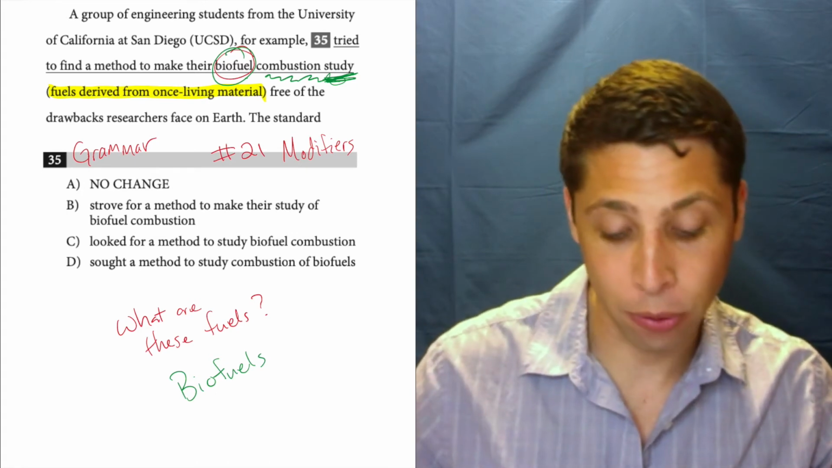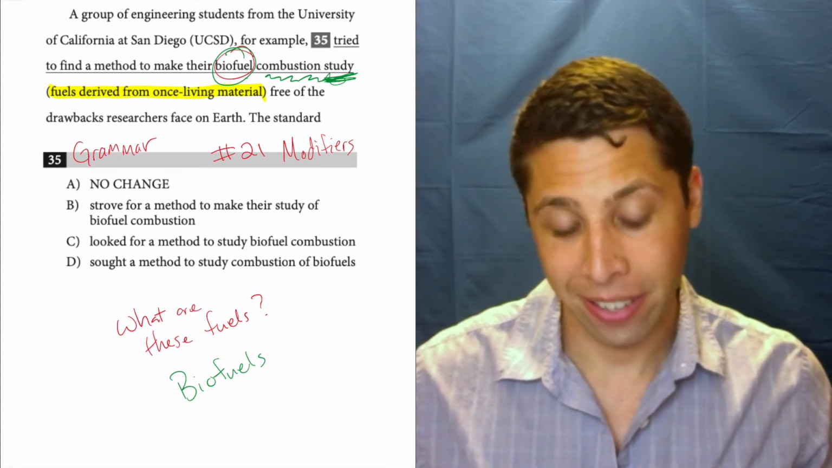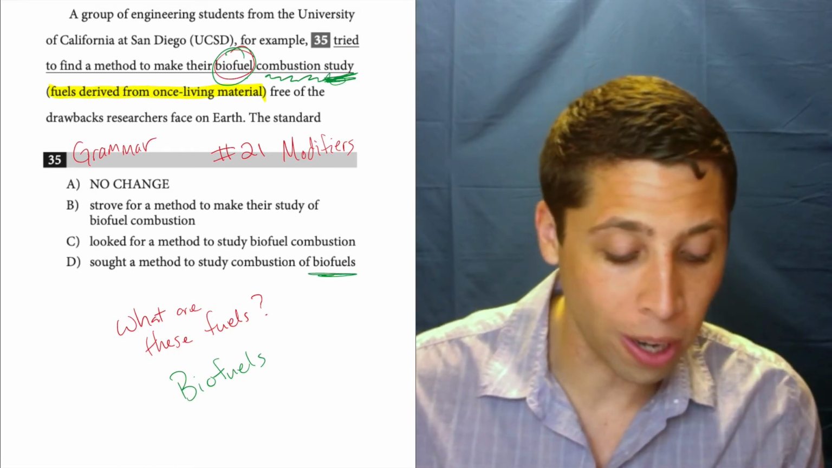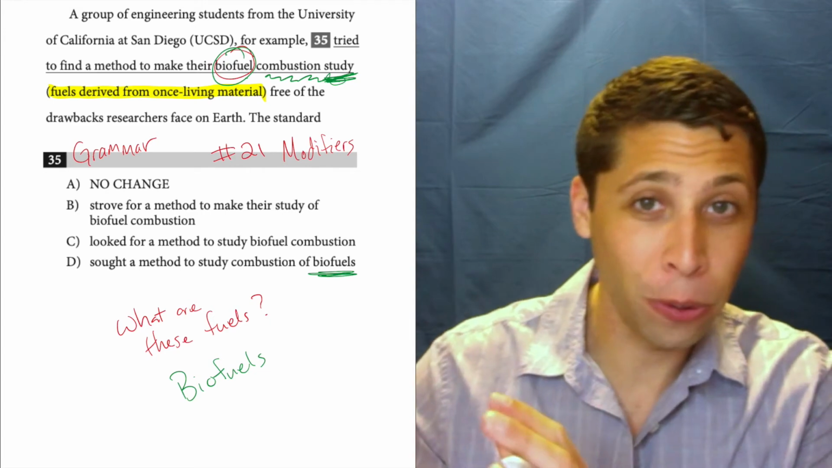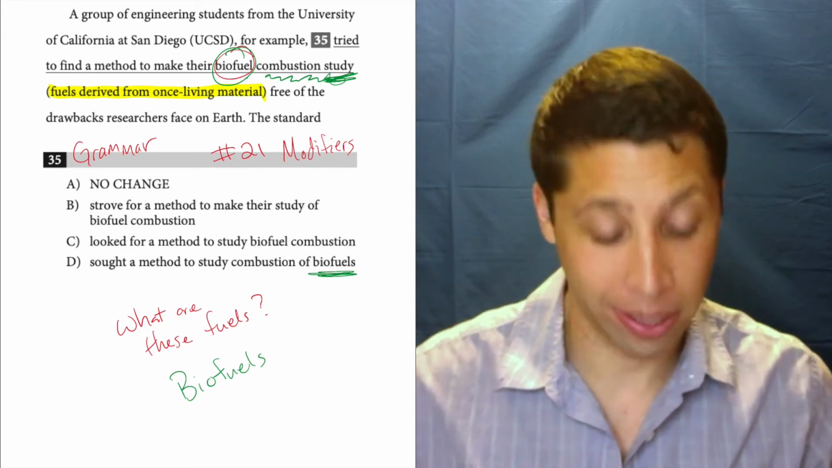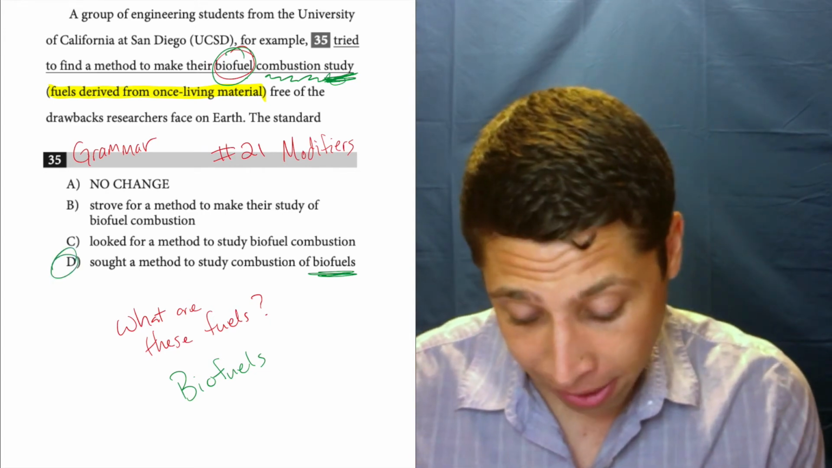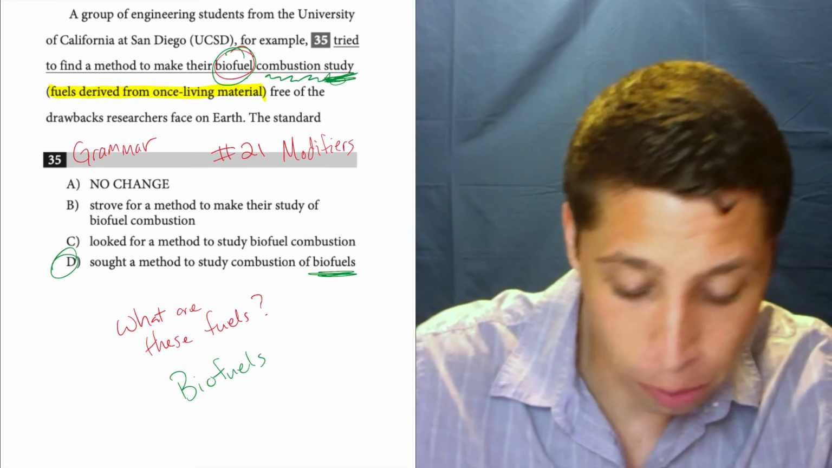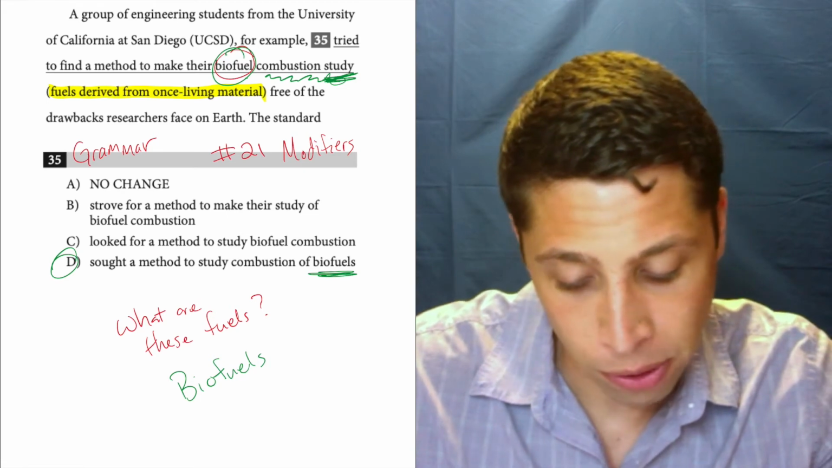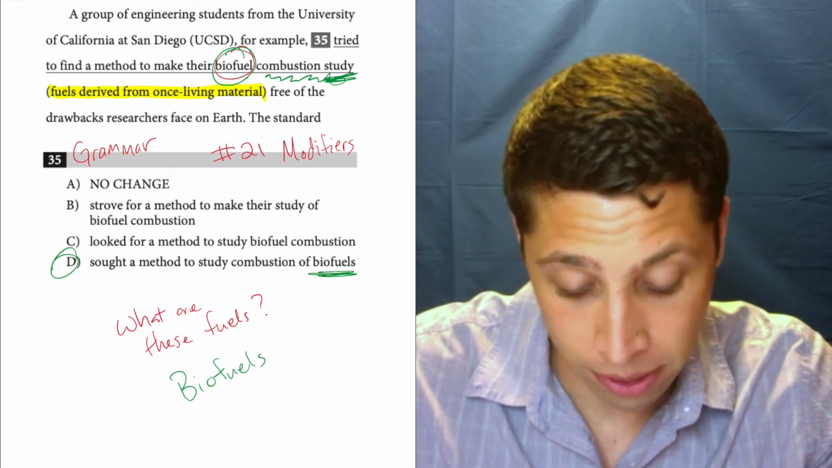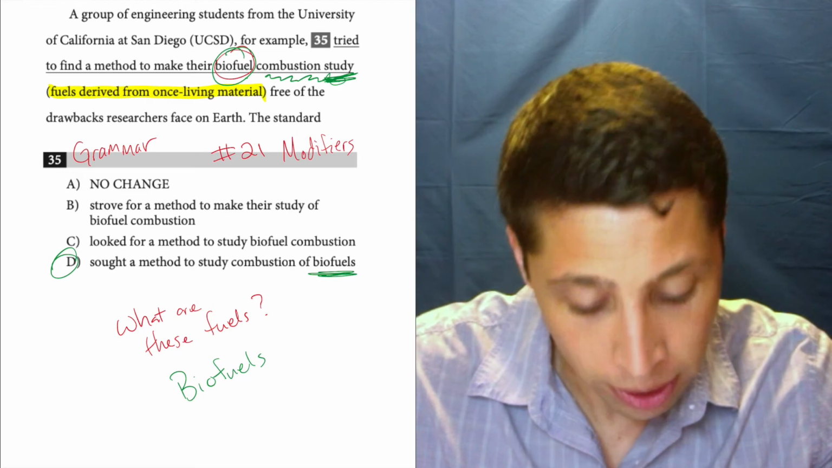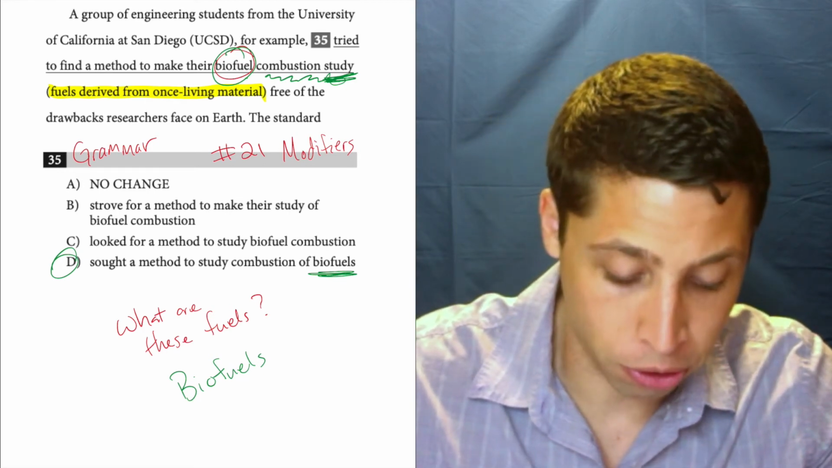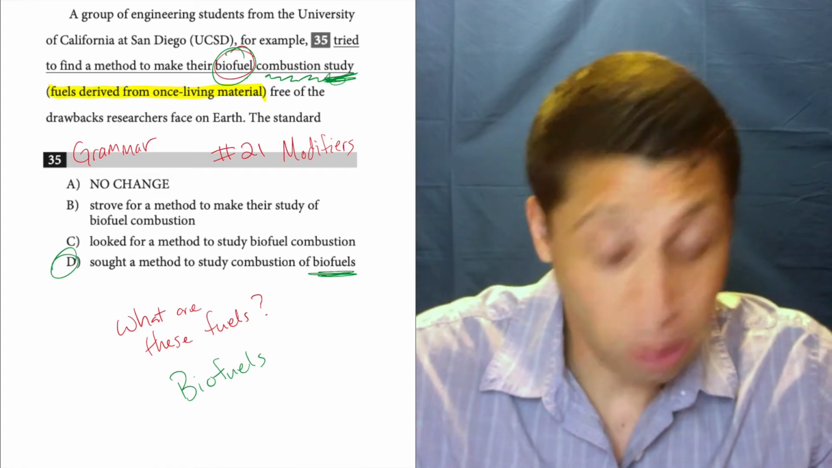It's the biofuels. So if we know that, we can very quickly look at the choices and see that there's only one answer that's going to put biofuels right next to those parentheses, and that's choice D, and that is the answer. Now, does it sound better? Maybe a little bit. A group of engineering students from the University of California at San Diego, for example, sought a method to study combustion of biofuels, fuels derived from once living material, free of the drawbacks researchers face on Earth. Sounds a little better.